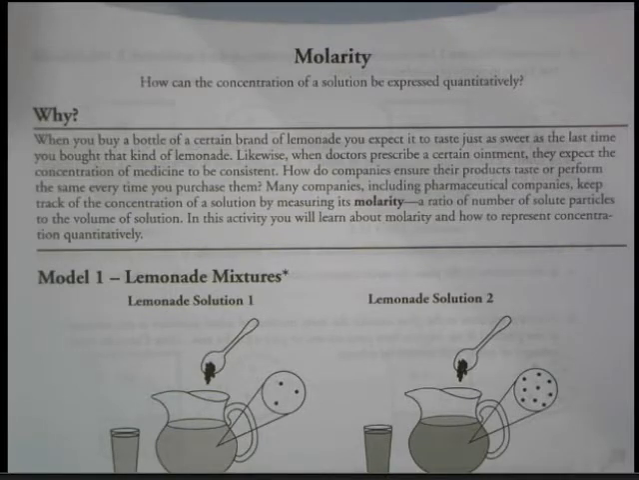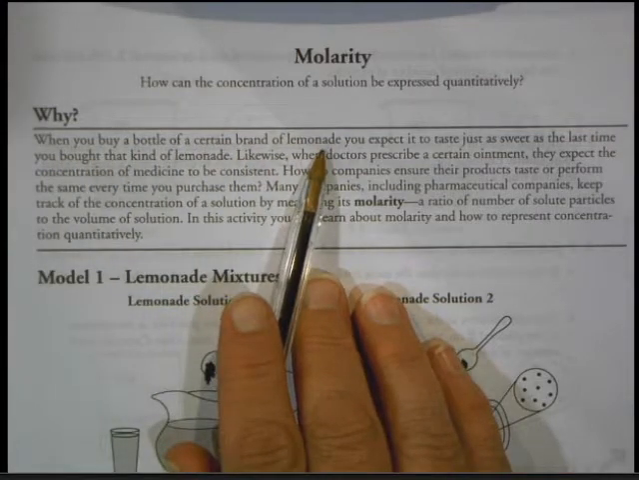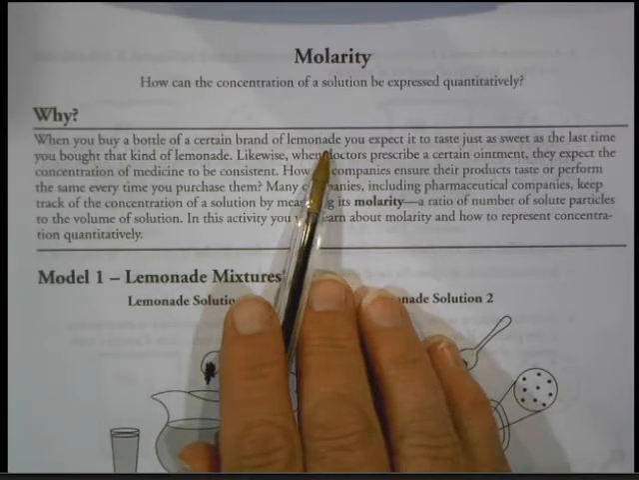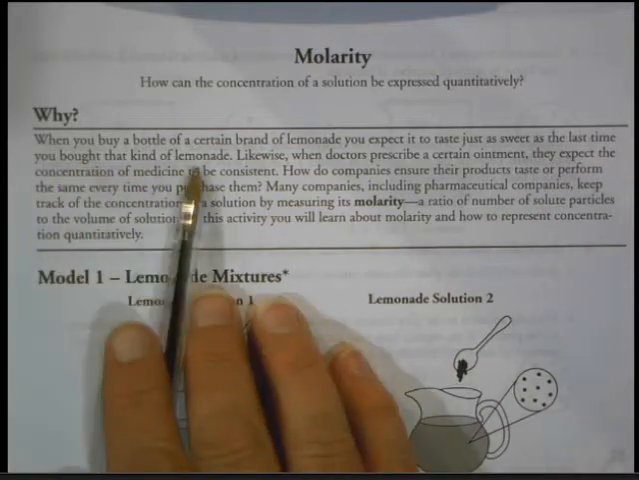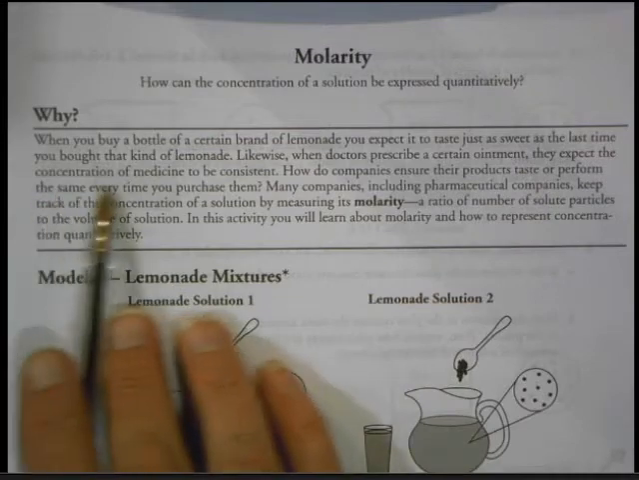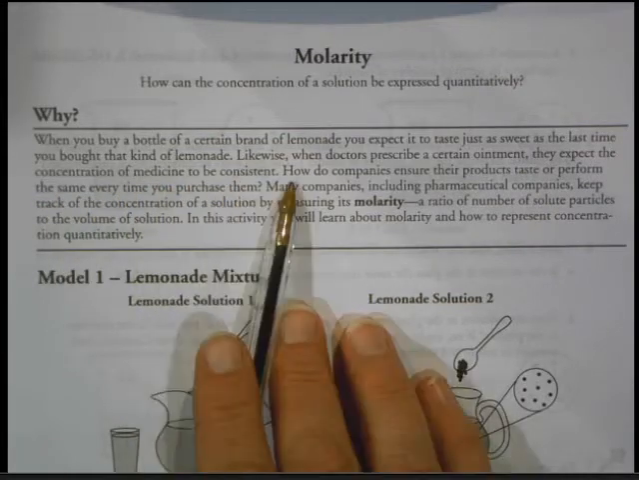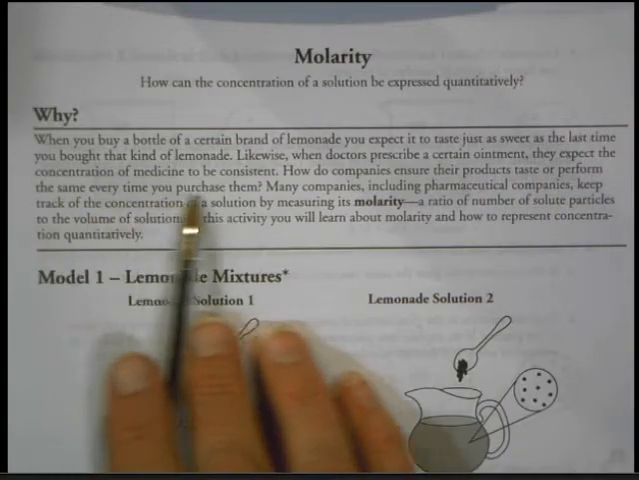There we go. Okay, so let's look at the POGIL. When you buy a bottle of a certain brand of lemonade, you expect it to taste just as sweet as the last time you bought that kind of lemonade. Likewise, when doctors prescribe a certain ointment, they expect the concentration of medicine to be consistent. How do companies ensure their products taste or perform the same every time you purchase them?